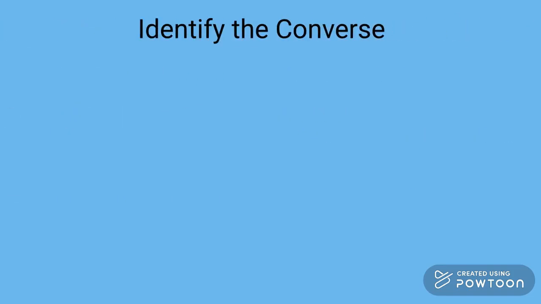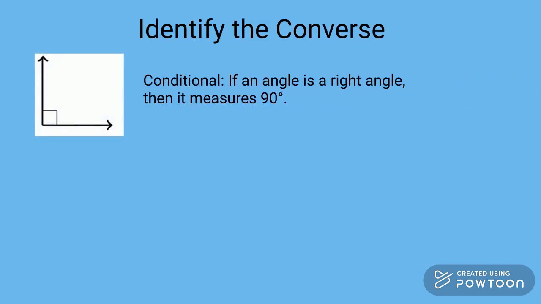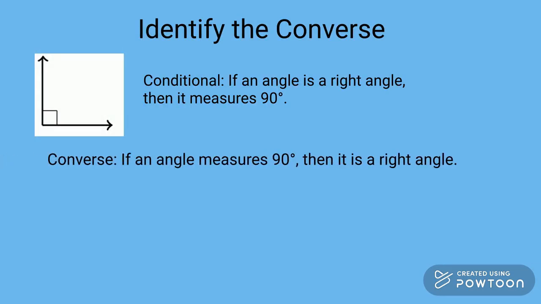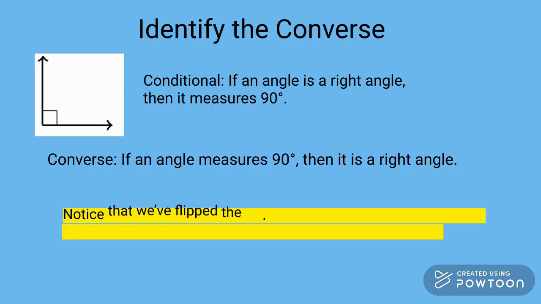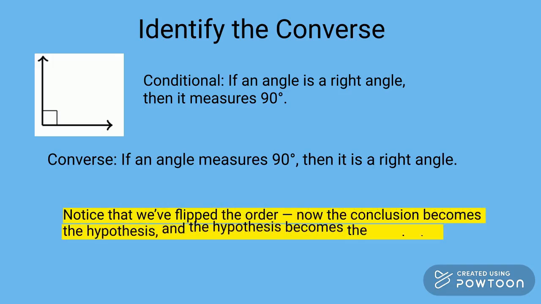Identify the converse. A conditional statement is, if an angle is a right angle, then it measures 90 degrees. Its converse would be, if an angle measures 90 degrees, then it is a right angle. Notice that we flip the order. Now the conclusion becomes the hypothesis, and the hypothesis becomes the conclusion.